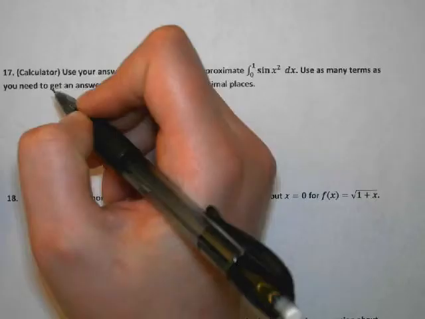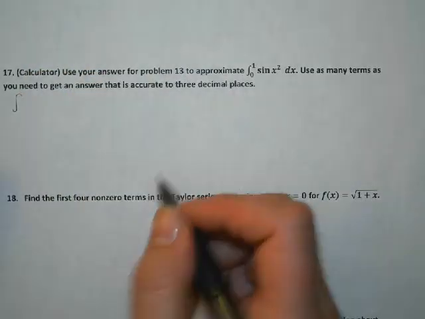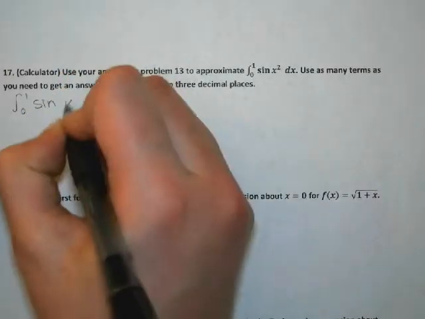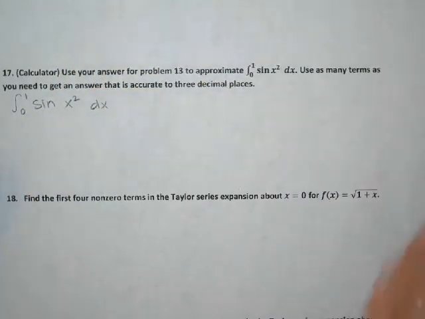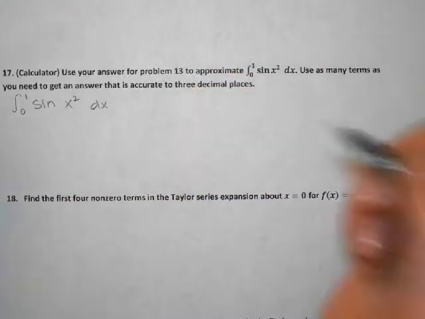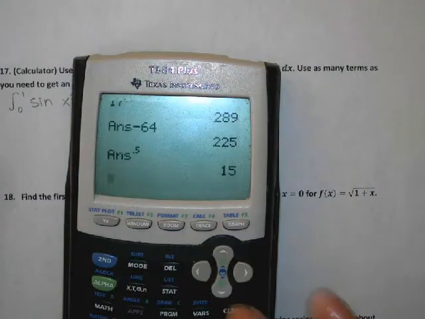All right, so we are going to do the integral from 0 to 1 of sine x squared dx, but we're going to do it by using as many terms as we need to get 3 decimal places of accuracy. Cool. Tack on some zeros and call it good? No. So let's go ahead and see what this actually is so that we can see how many terms we're going to need.